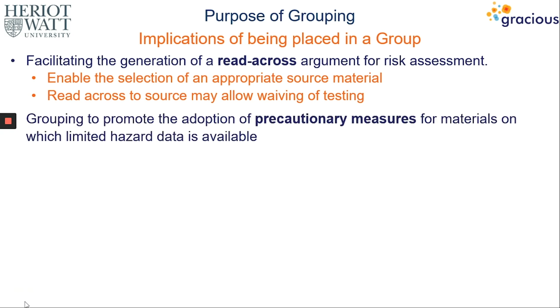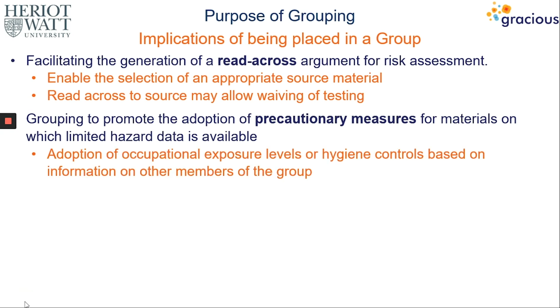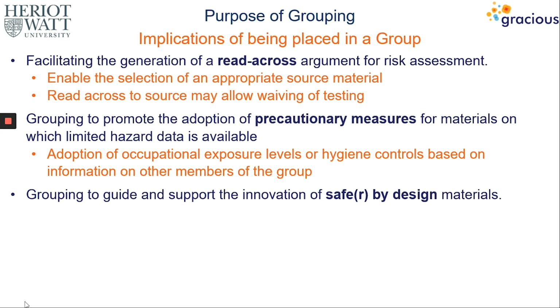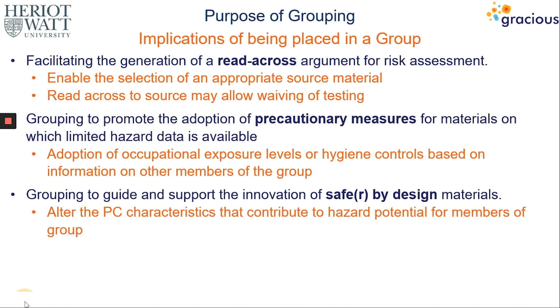Grouping may also be used to promote the adoption of precautionary measures for materials on which limited hazard data is available, for example, when setting occupational exposure levels or hygiene controls based on other members of the group. This grouping hypothesis may guide and support the innovation of safer by design materials. The implication of adhering to a hypothesis that causally links a specific physicochemical characteristic to an adverse effect may lead the user to alter the particular characteristic linked to the hazard potential.